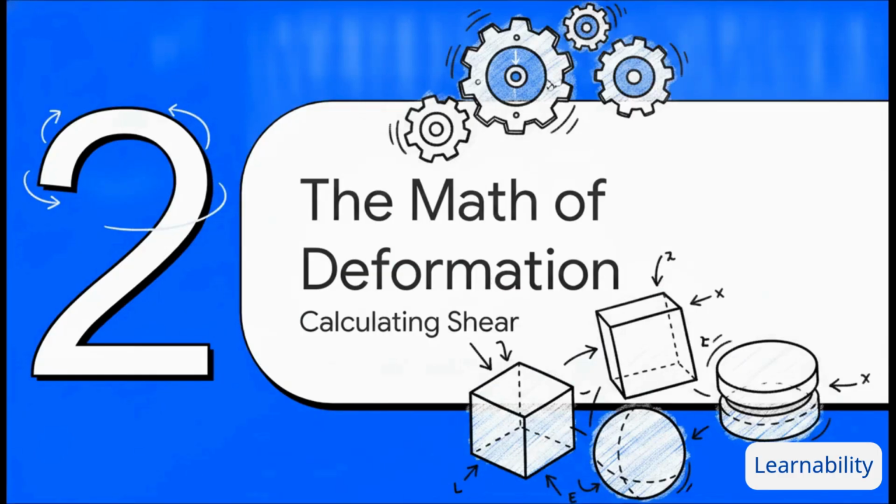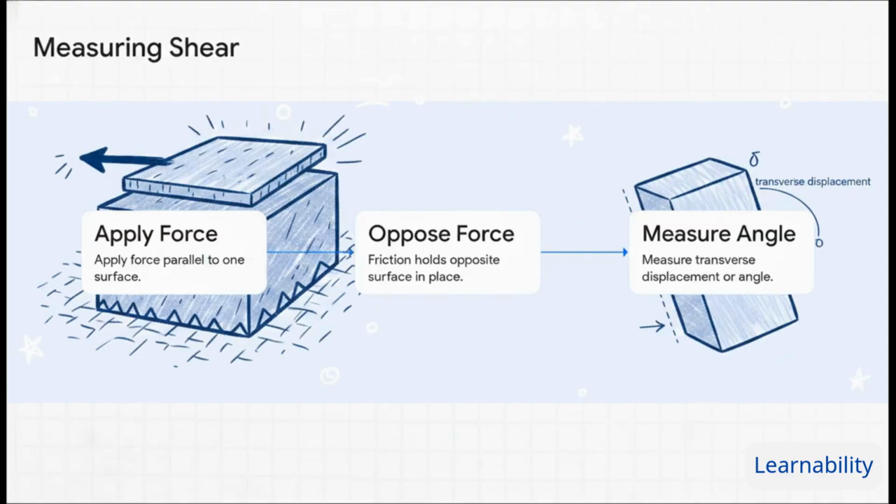Section 2. The math of deformation. Okay, let's see how this equation, G equals tau over gamma, actually plays out in the real world. Think of it like a sequence of moving parts. Step 1, a force applies parallel to the top surface. Just imagine a heavy plate sliding horizontally across the top of that block we talked about.